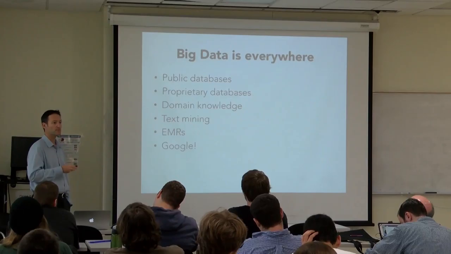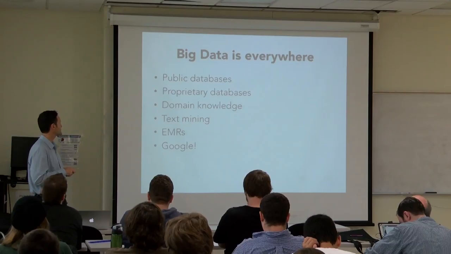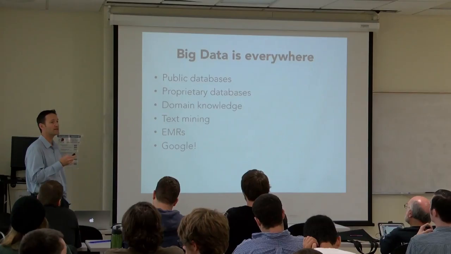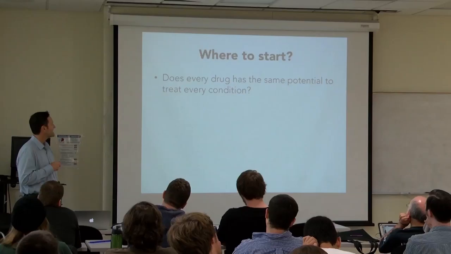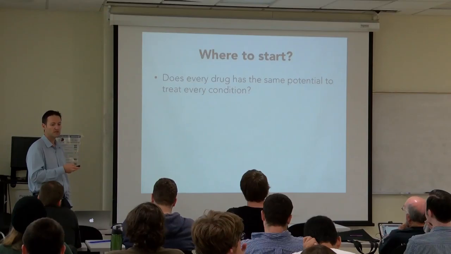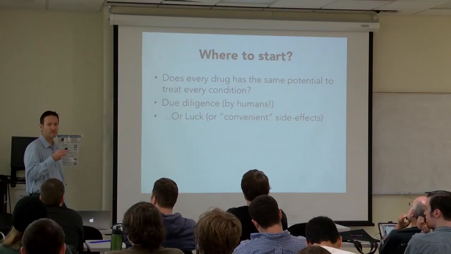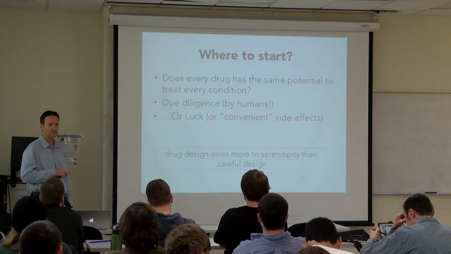So again, big data is everywhere. We talked about this. We have electronic medical records in the millions now. Of course, we have publicly available data sets. And can we leverage all that in order to inform better candidates for drug repurposing? So where do we start? The hypothesis here is that, similarly to what we described with genes and diseases, does every drug have the same potential to treat every condition? Well, this needs some diligence, but also luck. And again, a lot of the drugs that have been developed into effective therapies owe more to serendipity than to careful design.